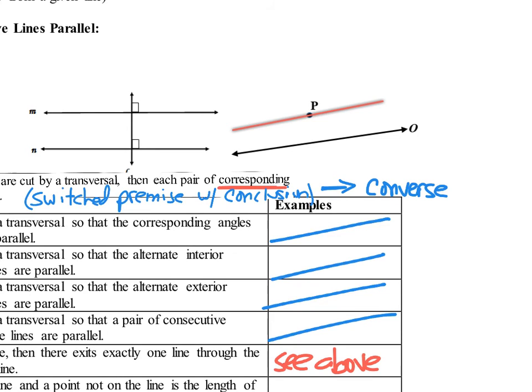So then wait, what if that point was placed, let's say, very closely to O? Yeah, it would be a different line, but it would still be the only line that could exist. And that's a good point, because even if it was placed directly on O, you would still have a line. It would just be the same line as O. So it's kind of weird to think that you could have two lines occupying the same place at the same time, but there's really nothing wrong with that.